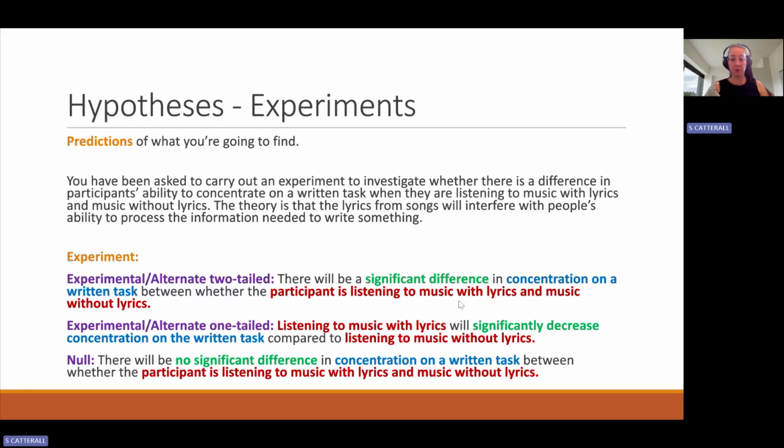Here we've got participants listening to music with lyrics and music without. What that means is there is going to be a difference. Maybe the ones with lyrics are going to be more distracted because they're singing along or something like that, and not concentrating on the written task. The only difference between this one and a null one is there will be no significant difference in concentration on a written task between whether, and then we've got the two conditions. So nice and easy. We just need to make sure that we've got a difference, and that we've mentioned the DV fully operationalised and the IV fully operationalised. It's a bit easier to remember the IV because you're putting on the two conditions.